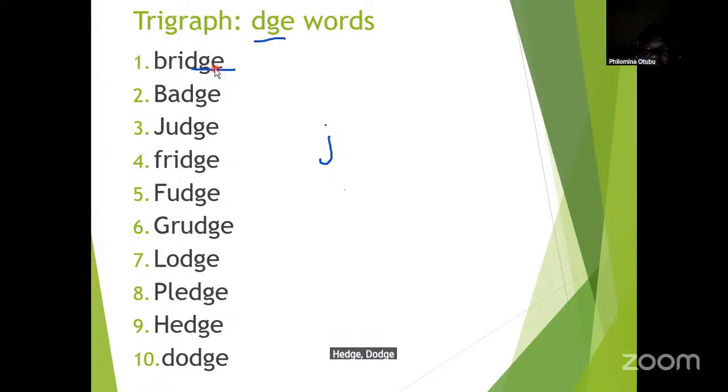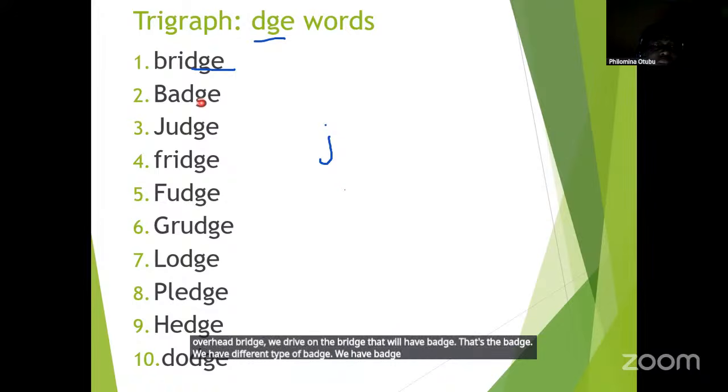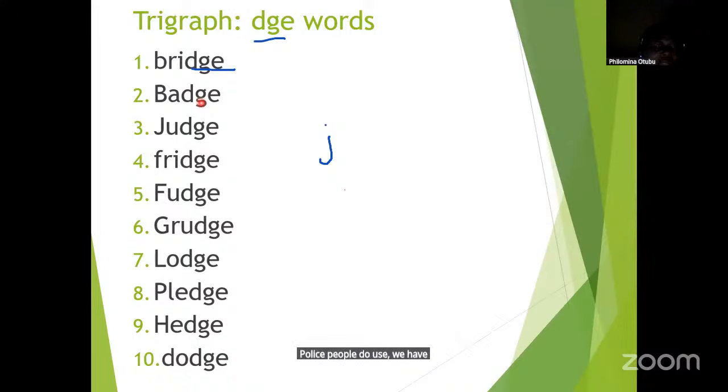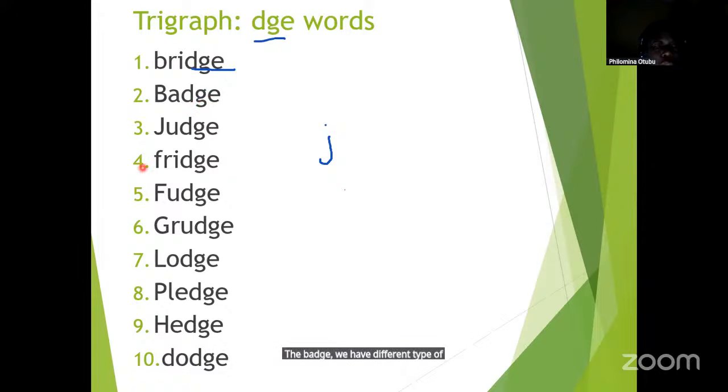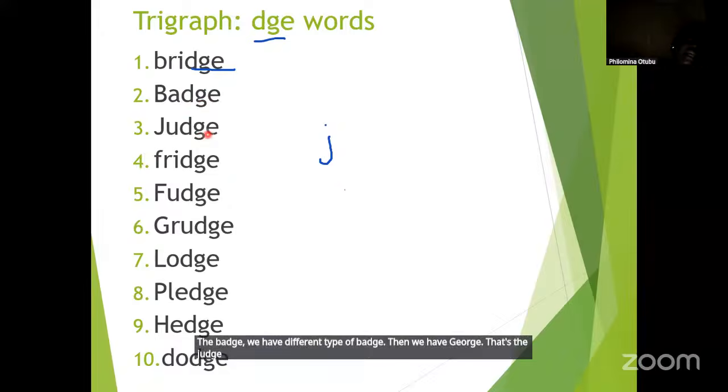Now, bridge is like when you are driving, you drive on the bridge. Then we have badge. We have different types of badge. We have badges that police people use. We have badges for armies. Even some churches have badges to show their levels, the high ranking. Then we have judge, the judge in court. Then we have fridge, the fridge in your room or kitchen.